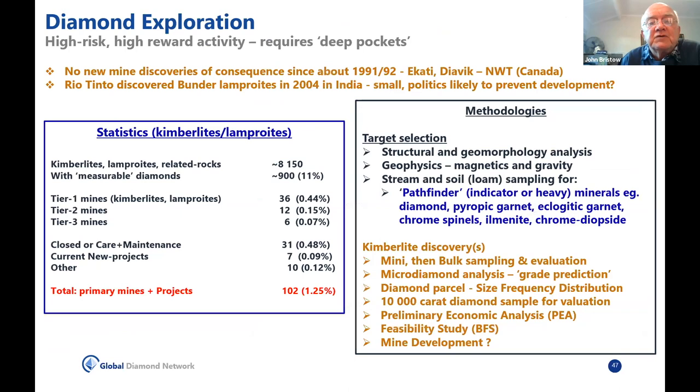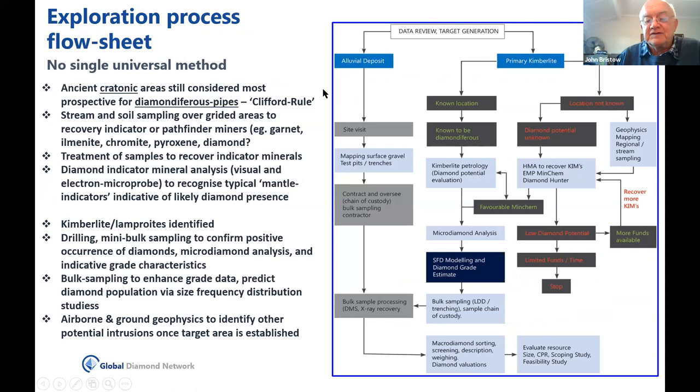Let's just quickly go and look at how we explore for diamonds. And the point I want to point out again, and it's important for us rough producers, so to speak, is that we haven't seen a major discovery or discovery of consequence since 91, 92, when the Canadian deposits at Ekati and Diavik were discovered in the Northwest Territories through some really classic exploration work. Rio Tinto, I did mention, discovered the Bunder lamproites in 2004, but politics and bureaucracy will probably stifle that development. It may be developed one day.